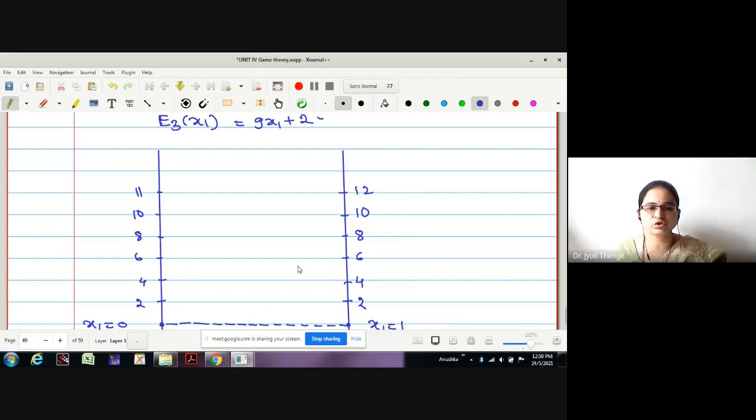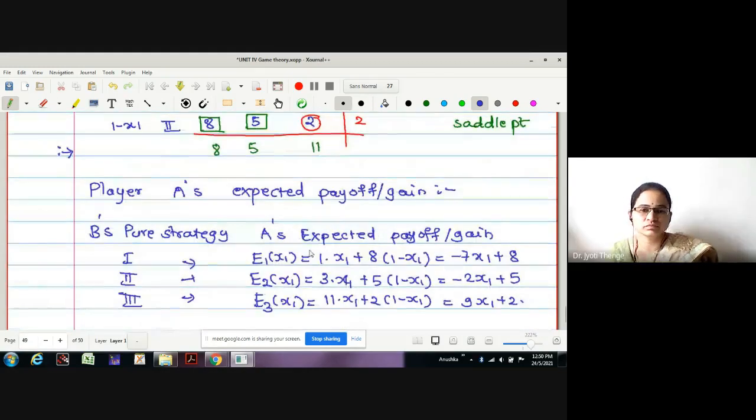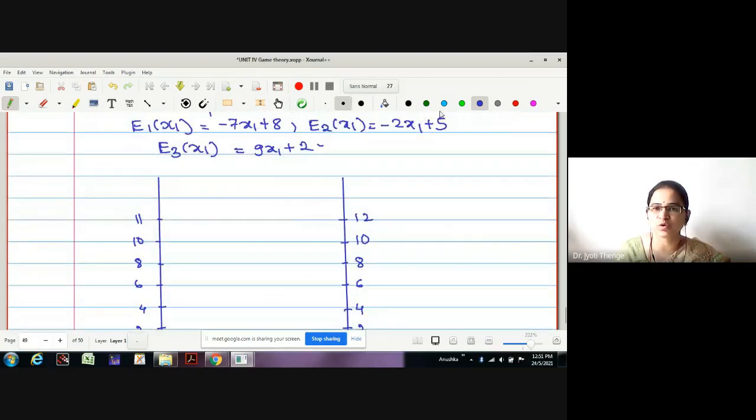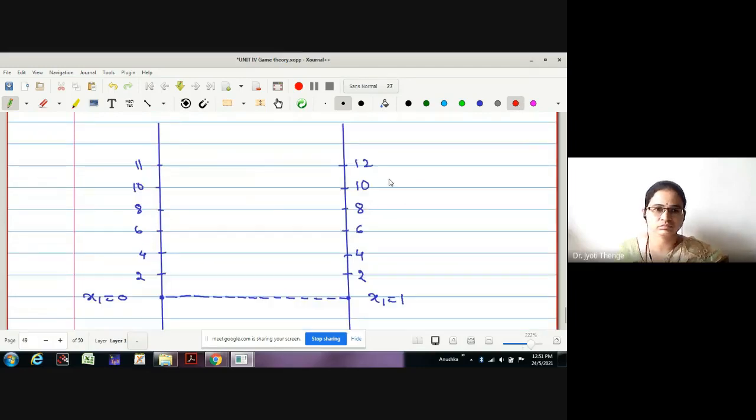Now which points do I have to mark on x1 equal to 0? 8, 5, 2, right? Let me mark those points. 8, 5, 2. Here it is 8, somewhere here it is 5, and somewhere here it is 2. And what are these entries actually? 8, 5, 2: V21, V22, and V23. Okay, I have marked these points.